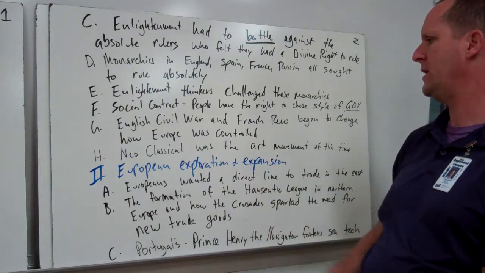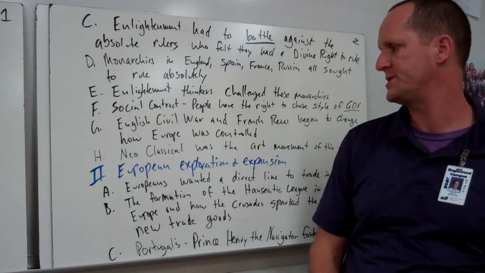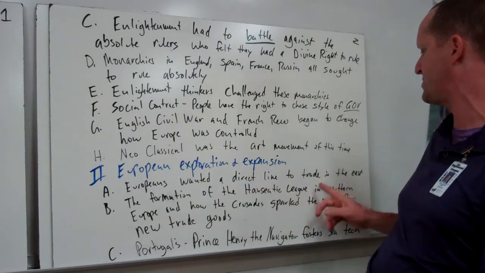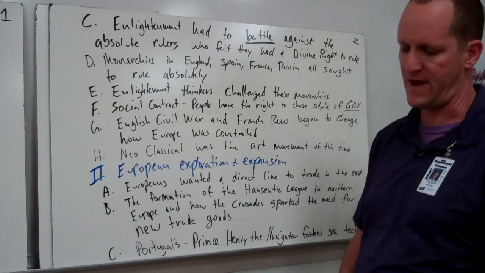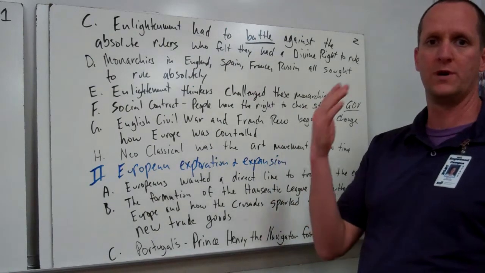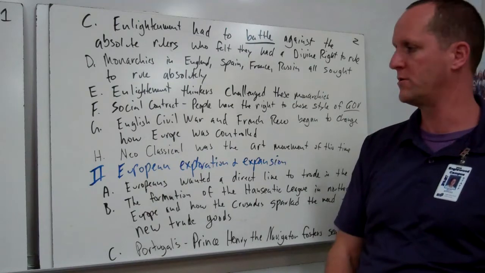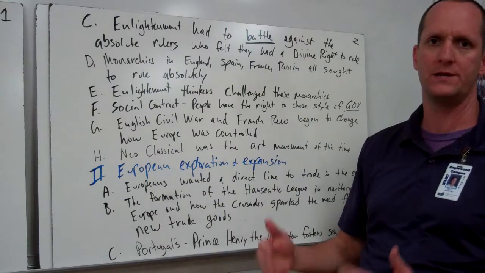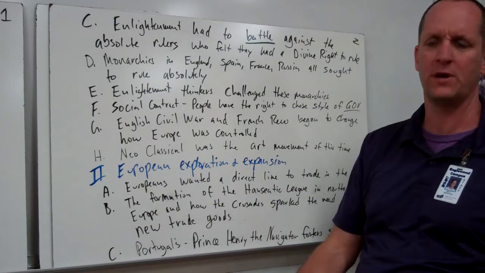Now, European exploration and expansion. Europeans wanted a direct line to trade in the East. We've talked about numerous trading routes, like the Silk Road. They wanted a direct line to take out the middleman.